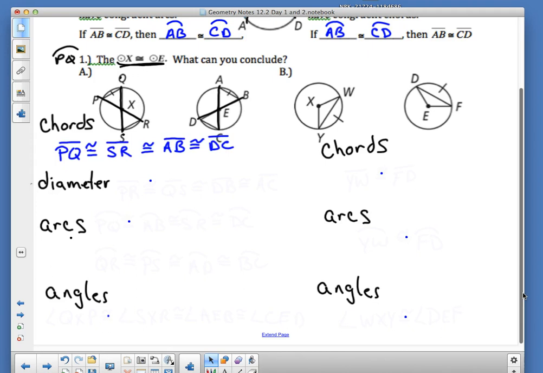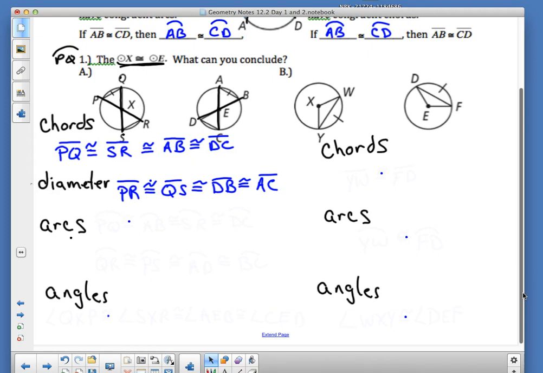Okay. Now, because they're diameters, I get to pick all diameters. Hey, look, PR, QS, TB, AC. Boom, got them done. Diameters are straight chords that contain the center of the circle. Let's just go with that definition: chords that contain the center of the circle.